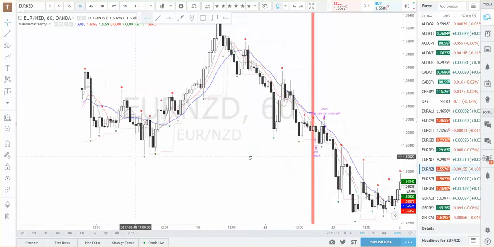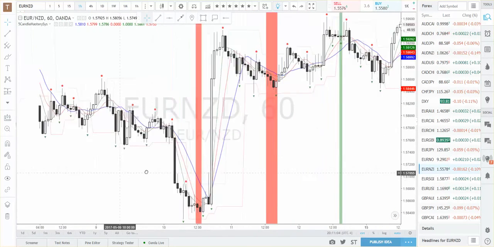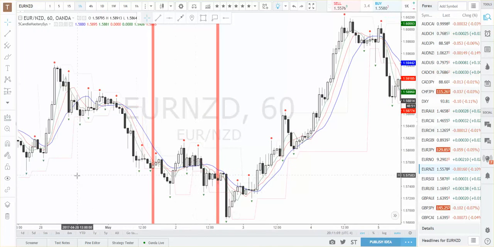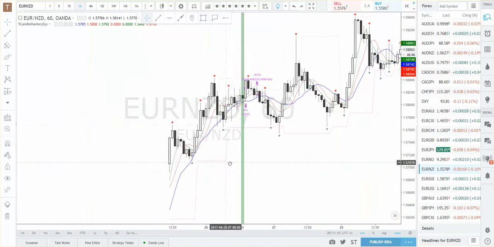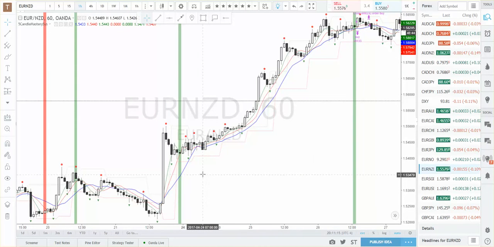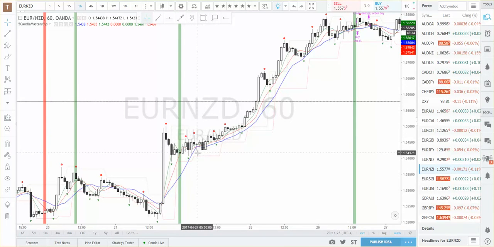So yeah, you're going to get a lot of stop outs with this system, but I think the important part of it is being able to get trends. This could have been a really nice setup. I'm not sure why. Oh yeah, this didn't trigger because price dropped below this moving average here, so it canceled the setup.